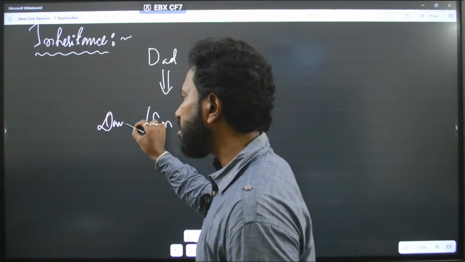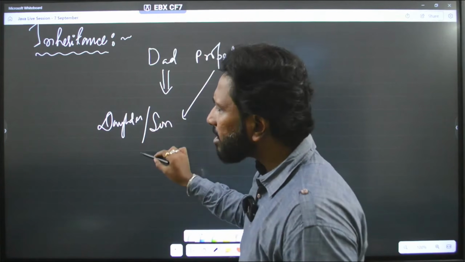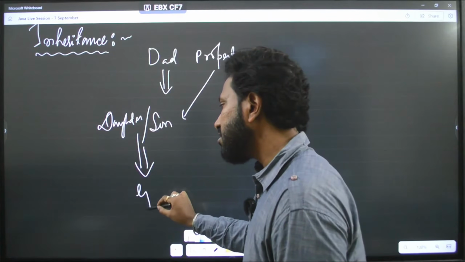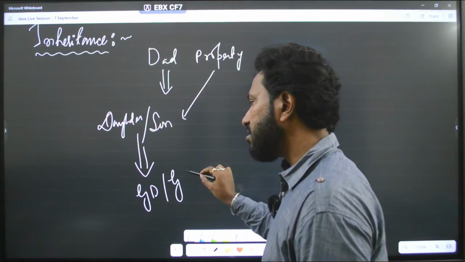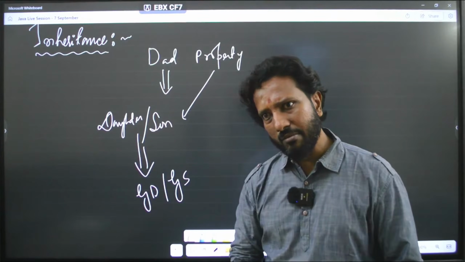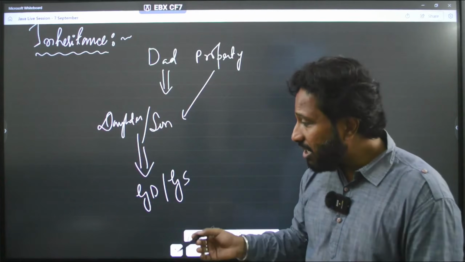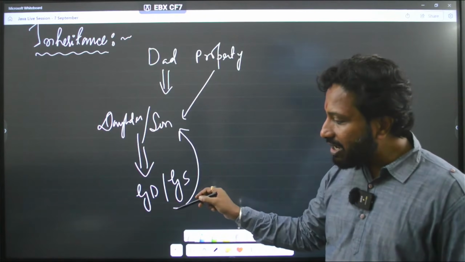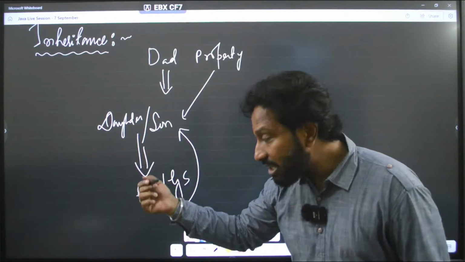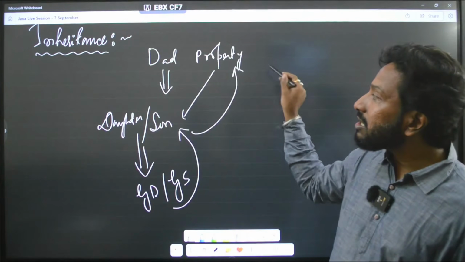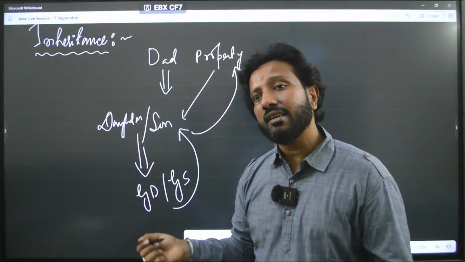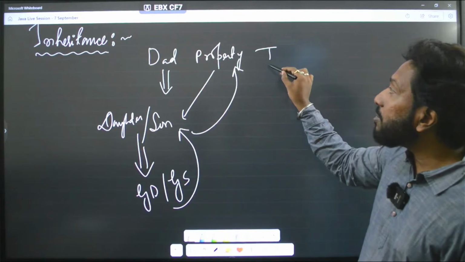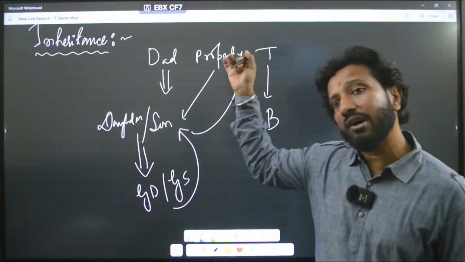Obviously. And then from our daughter and son, it goes to the granddaughter or the grandson. It keeps on going like this. But have you ever heard about a grandson giving something to the son, or any property being given to the father and mother by the dad? It can be a different case, but normally it is a top to bottom or top down relationship.